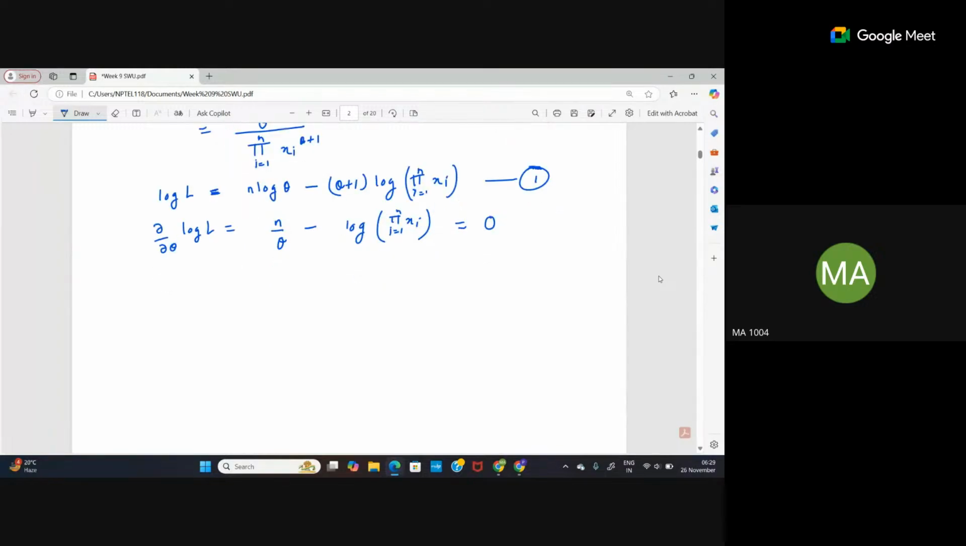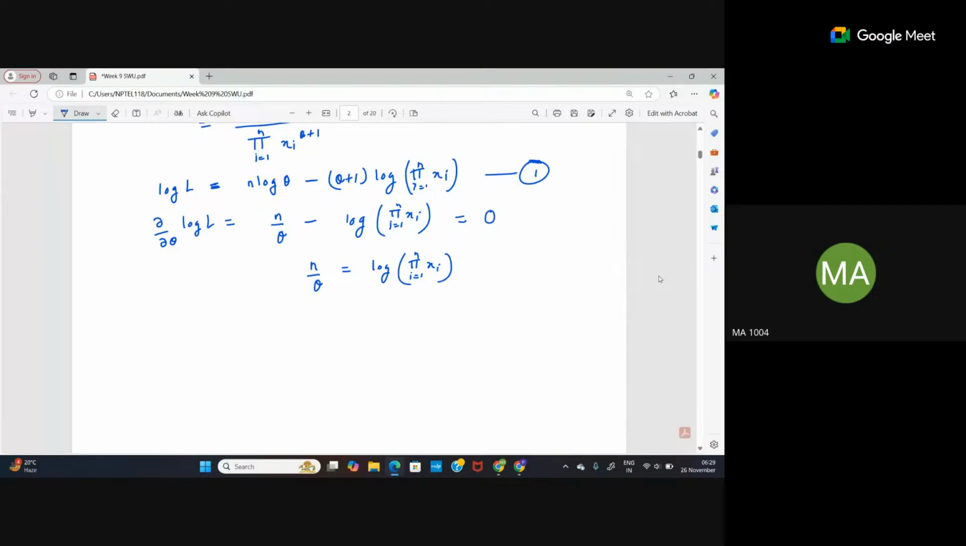So it will be n divided by theta equal to log of the product of the xi's. From here we will find out the value of theta. So theta will be equal to n divided by log of the product of all the xi's. You can also write it like this: x1 x2 up to xn.